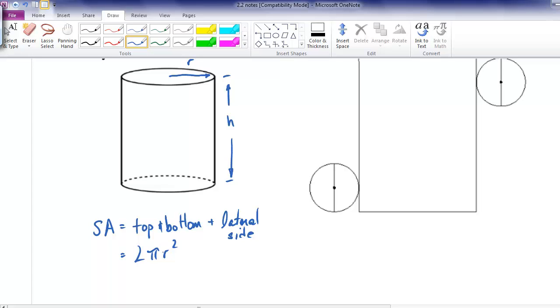And in order to figure out how big the lateral side is, the outside, what you need to understand is, well, one of the dimensions is definitely h. And if you remember back from grade 9, the other dimension is you consider how long it is, and it's that distance around, and that, of course, is circumference. So the circumference of a circle is 2 pi r. We could consider that L, the length of this thing, and then the other dimension is h.